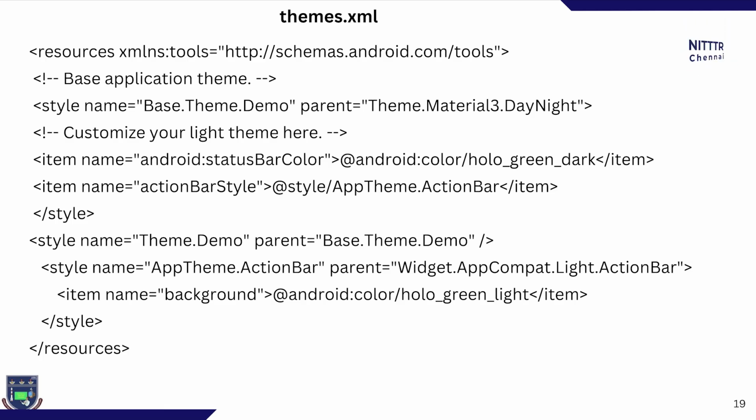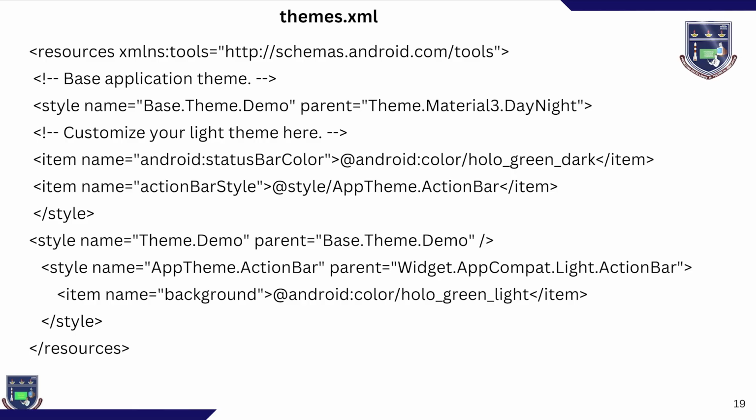Okay. So next we will move into the custom action bar style. For this, the first statement is Application.Theme.ActionBar. Using this statement, we can define the style for the action bar. Next we have Widget.AppCompat.Light.ActionBar. This statement inherits the base light action bar properties. Here the background also we can set. This sets the action bar background color to holo green light.